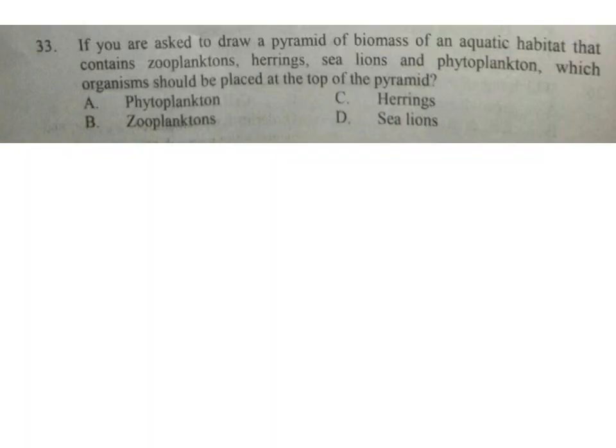Question number 33. If you are asked to draw a pyramid of biomass of an aquatic habitat that contains zooplankton, herring, sea lions, and phytoplankton, which organisms should be placed at the top of the pyramid? A, phytoplankton. B, zooplankton. C, herrings. D, sea lions. So the answer is D, sea lions. Let us see the explanation.